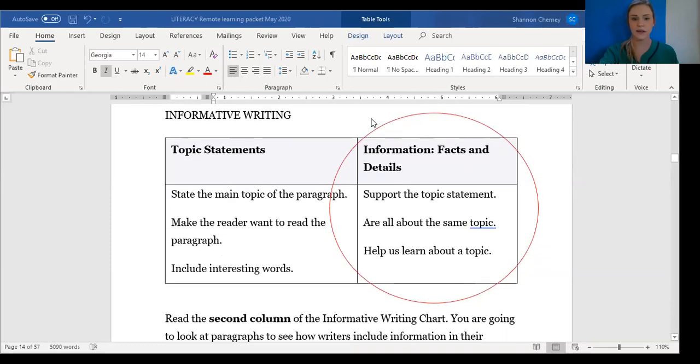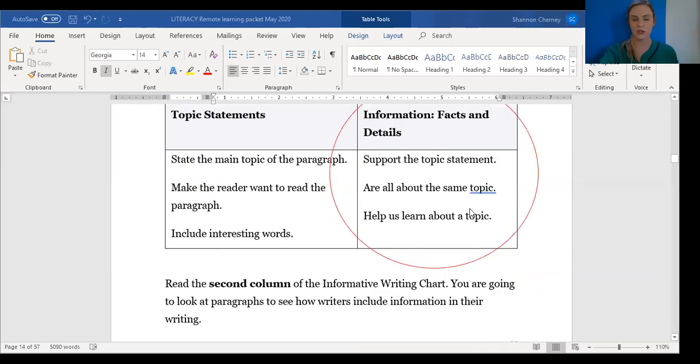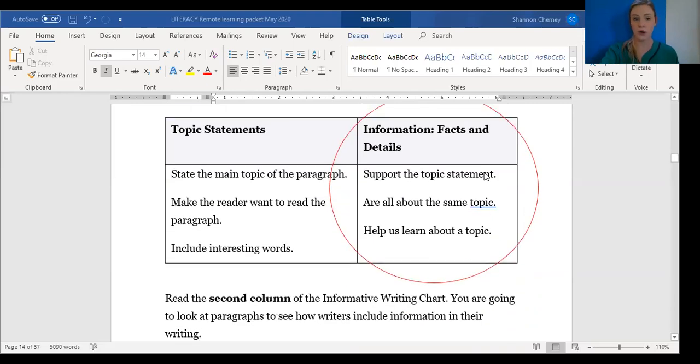This part of the chart that I've circled is how writers include information in their writing. So the facts and details, they support the topic statement. They are all about the same topic and they help us learn about the topic. I'm going to say that one more time. Facts and details support the topic statement. So that's going to be like the meat and the cheese and the lettuce and the tomato of our sandwich, of our hamburger.